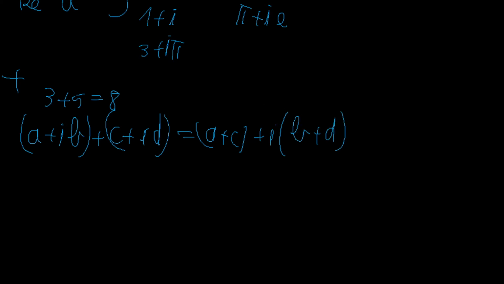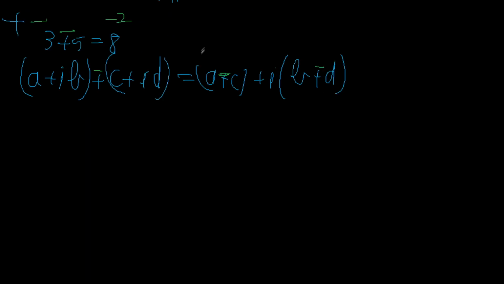If you want subtraction, you can just use minus. So for minus, 3 minus 5 would be minus 2. For a plus ib minus c plus id would be a minus c plus i times b minus d. Nothing wrong with that. Now, multiplication. It's going to be a little more complex.